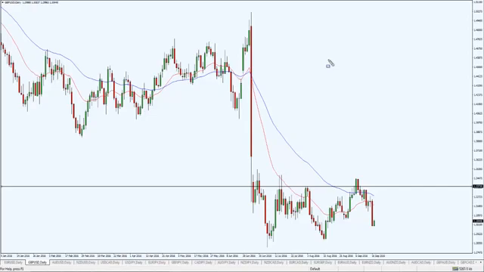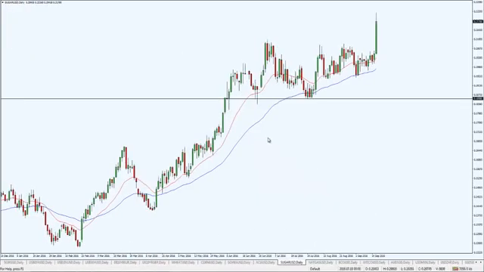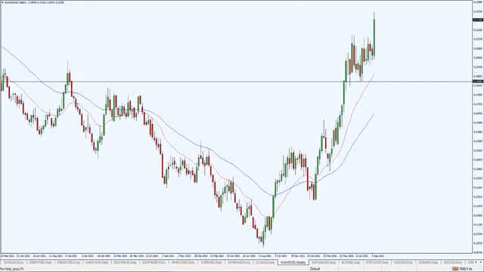Okay, so the next chart that I want to talk about is sugar. It's another trade that I've taken. Looking at the weekly time frame, you can see that sugar is pretty much in an uptrend. It had a very strong rally and had this long period of consolidation over here.